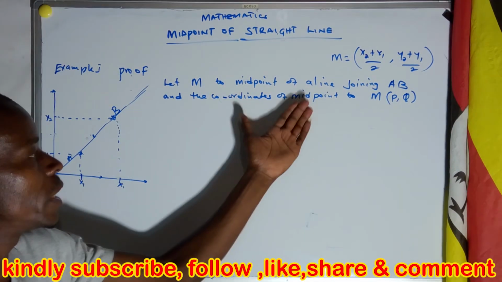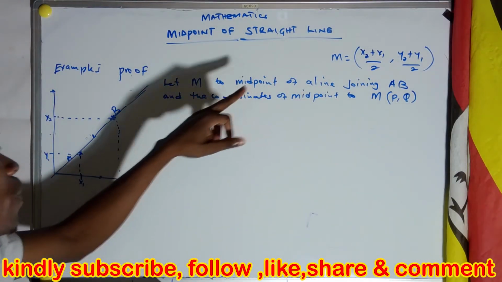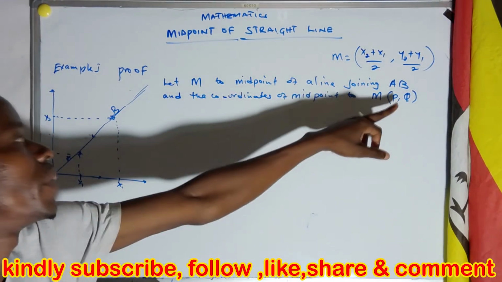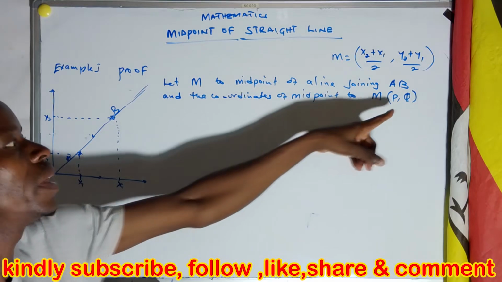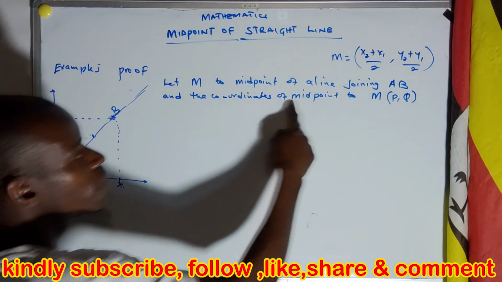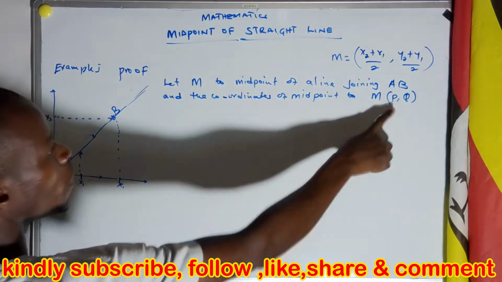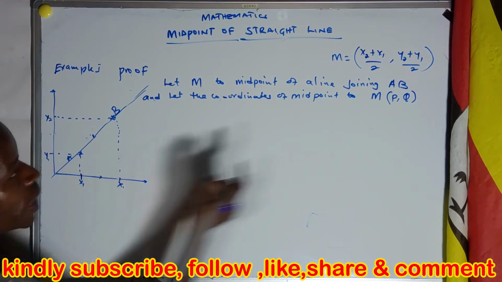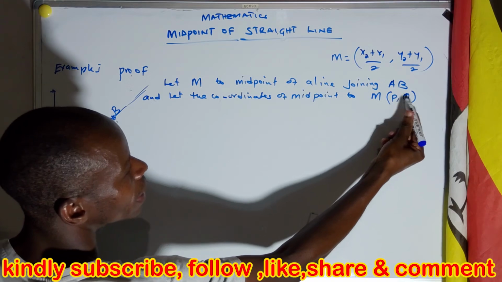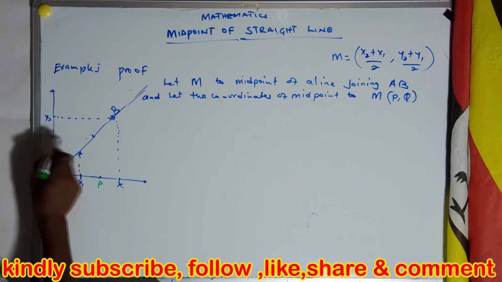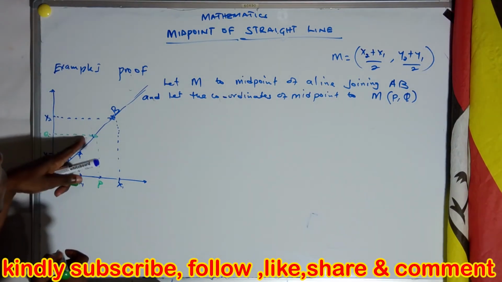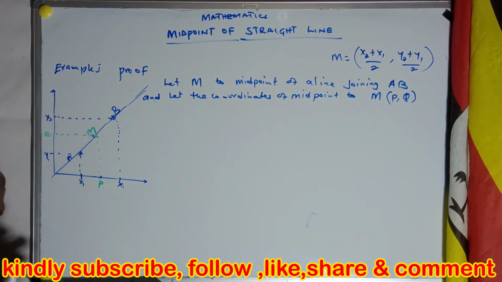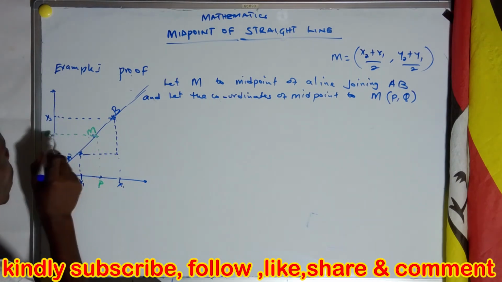Because you don't know the coordinates of the midpoint, I said let the midpoint be M of the line joining AB, and the coordinates of the midpoint be (P, Q). Because we don't know the coordinates of the midpoint, that's why I let them be P and Q. Remember, in the bracket we have x and y. So P is x, this is Q. Now this midpoint we call M. We put our M here. This is the midpoint.